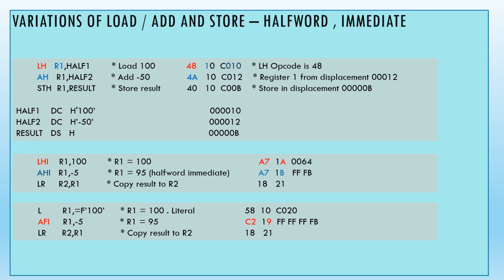LR R2 R1, copy result to R2. Here again, same thing, it is not different from this instruction. 18 is the LR, and from register 1 to register 2 it is coming, so it is 2 1. Think over for a minute. All this is what you have written in the program, and this is what is getting generated as part of the object code. When we actually do the program and compile it, we can see all this stuff.